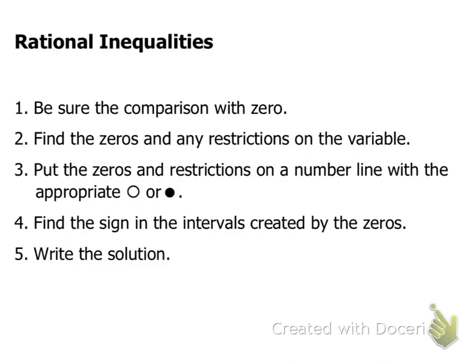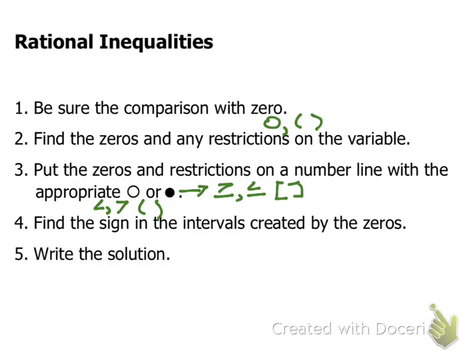So on a number line, that will always have an open circle and will be written in interval notation with parentheses because we cannot ever get to that restriction. We will put the zeros and the restrictions on the number line with the appropriate open or closed circle. Again, restrictions will always be open circle. Open circle is less than or greater than and results in parentheses in your interval notation. The closed circle occurs for greater than or equal to, less than or equal to, and uses brackets in your interval notation.